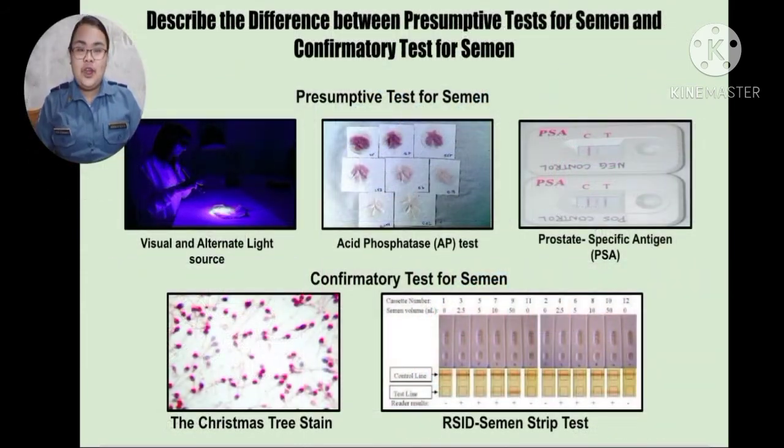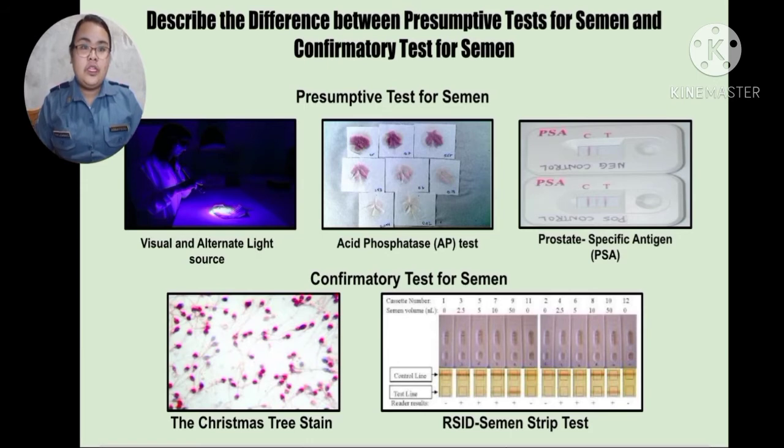Slide number 3, describe the difference between presumptive test for semen and confirmatory test for semen. So, before po natin ipaliwanag yung mga test, i-differentiate muna natin yung presumptive test for semen and confirmatory test for semen. Sa presumptive test naman daw po, dinedetermine nila yung mga sample kung ito ba ay possible na maging evidence. Ito din daw po yung tinatawag na quick, cheap, and easy test. Usually daw po yung simple color change test ay ginagawa nila sa field or sa crime scene.